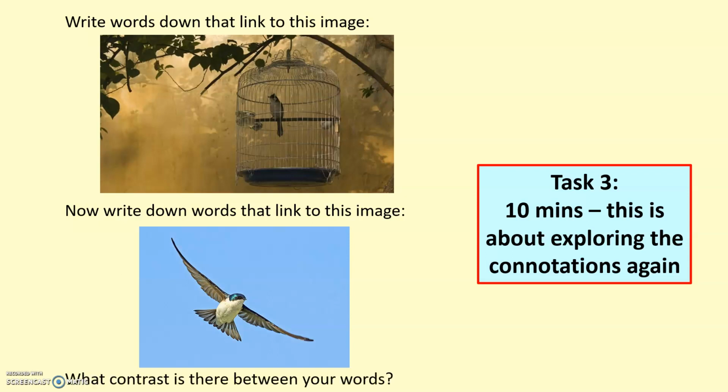And then just write me a sentence. What is the contrast between your 2 words then? Just summarise in a sentence. What do you notice about the difference between your connotations for that first image and for the second image? So again, this is me going quiet for 5 seconds. Pause and have a go for 10 minutes, please.